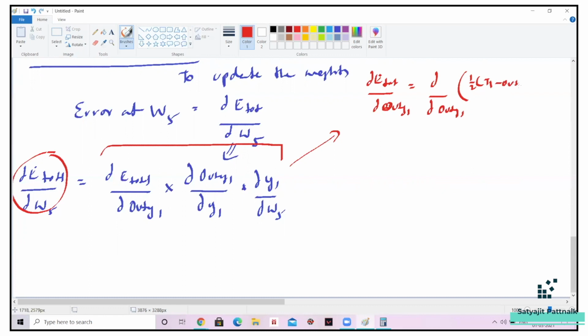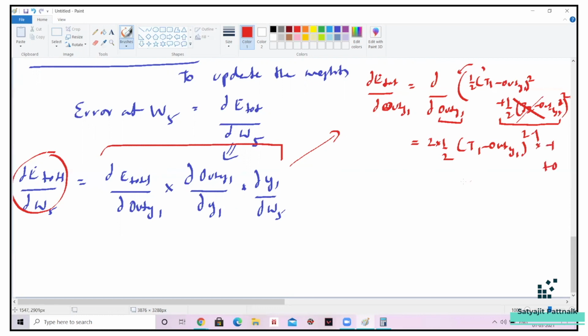T1 minus output of y1 square plus half of T2 minus output of y2 square. Okay, so we don't have the output of y1 here, right? So the derivative of this will be 0, as we already know, because it's a constant. So we'll only consider this particular part. So here the final outcome is going to be 2 into half of T1 minus output of y1, 2 minus 1, multiplied with minus 1 plus 0.